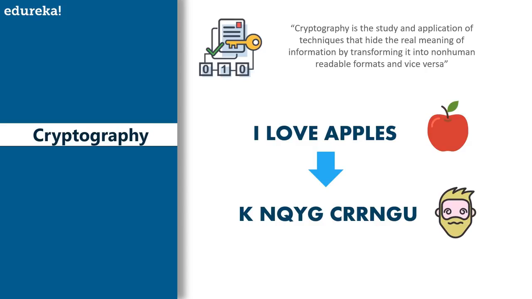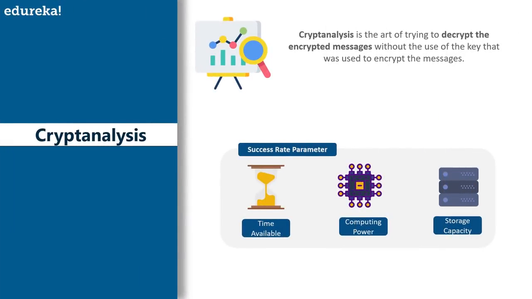Now, ciphertext is confusing and it is almost impossible to understand if you don't really know the key. But as an ethical hacker, your job will be mostly turning ciphertext into plain text without actually knowing the key. Now, that is exactly what is called cryptanalysis. So cryptanalysis is the art of trying to decrypt the encrypted messages without the use of the key that was used to encrypt the messages.